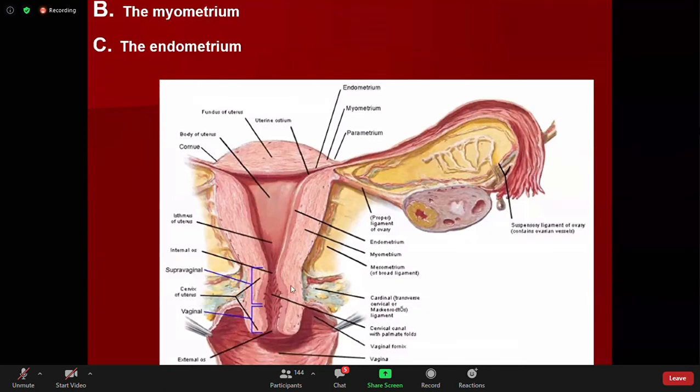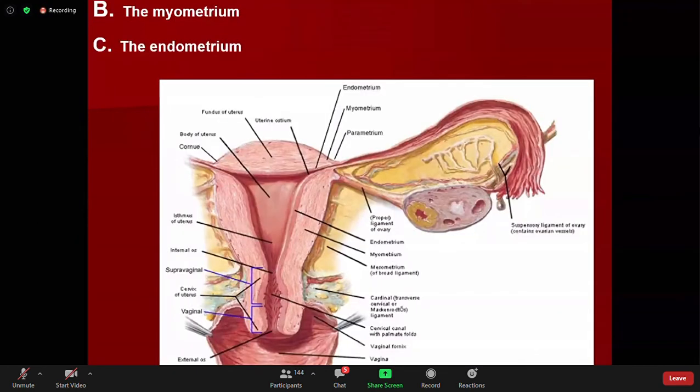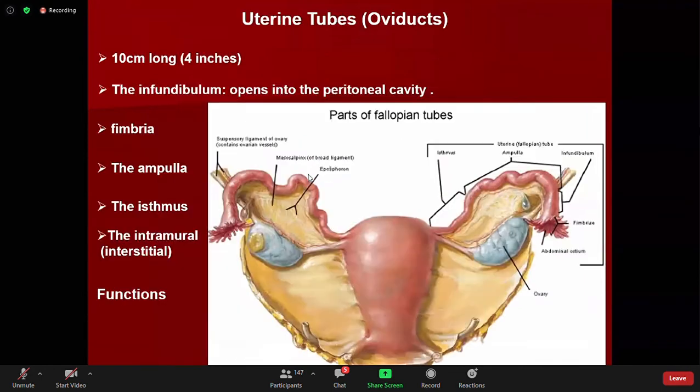Then you have the muscular layer, myometrium, and then you have the peritoneal layer on the outside, which is the perimetrium. So the wall of the uterus has the perimetrium, myometrium, and then the endometrium.